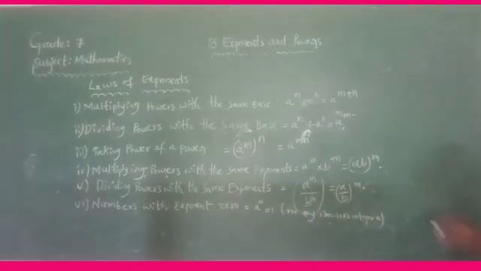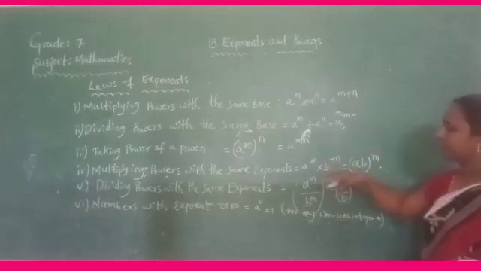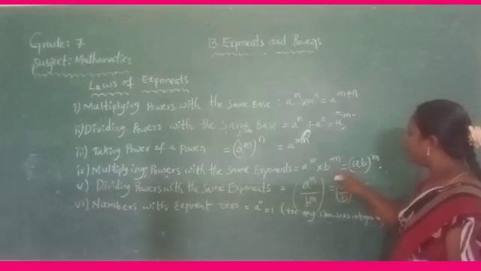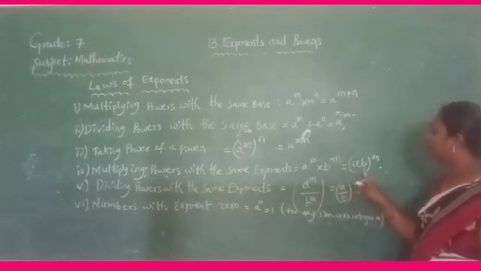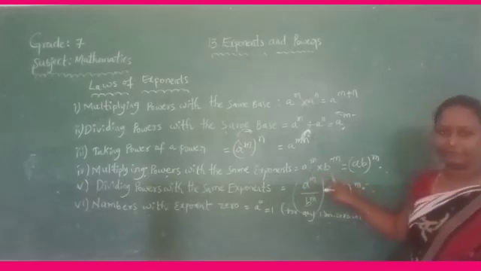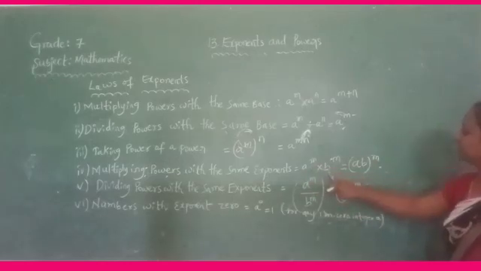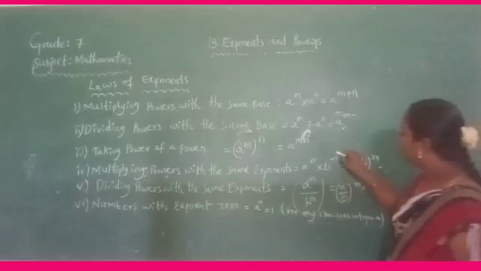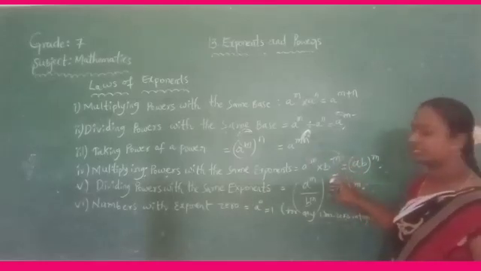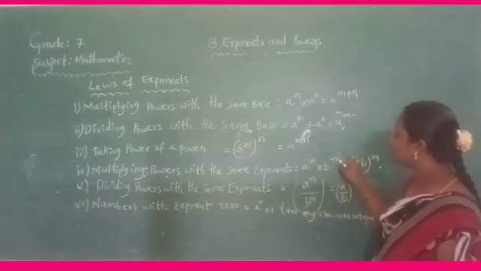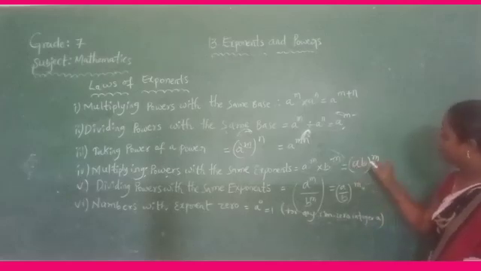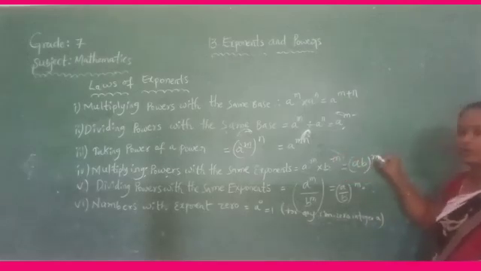And see, multiplying powers with the same exponents. So a to the power of m into b to the power of m is equal to ab whole to the power of m. Here a and b, the bases, are different, but the powers, that is the exponents, are the same. Bases are different. How can you write this now? ab whole to the power of m.